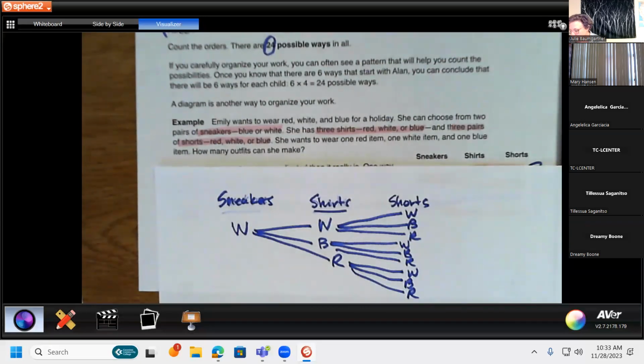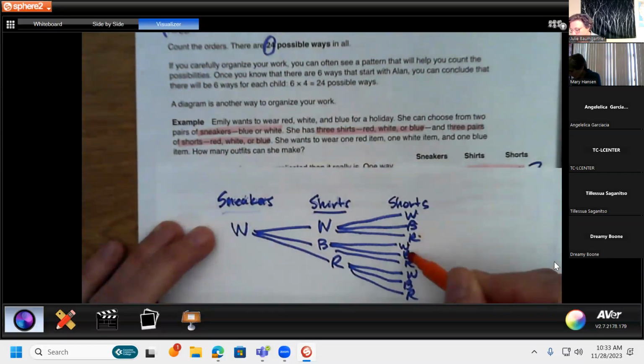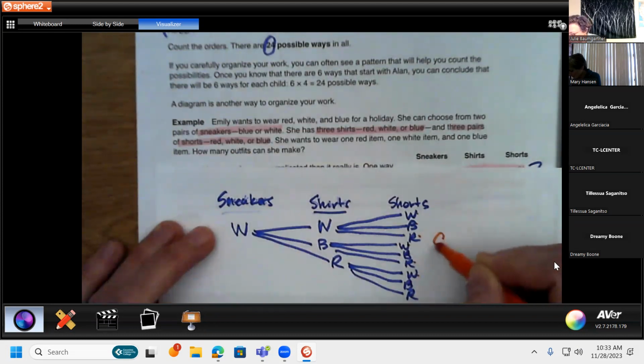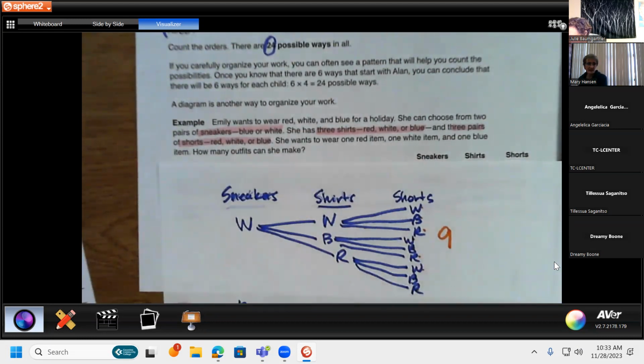Okay, so if you take a look, you can count just with the white sneakers. There's 1, 2, 3, 4, 5, 6, 7, 8, 9 choices. And you could really stop there because I'm going to have the same amount of choices with the blue sneakers. So you could have started here and go, oh, I can see the answer. And the answer is 18.